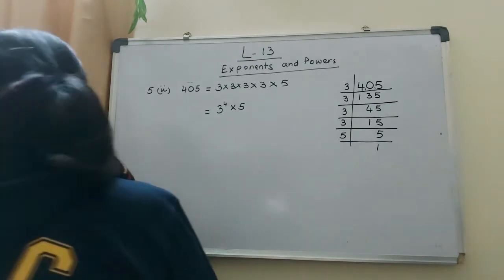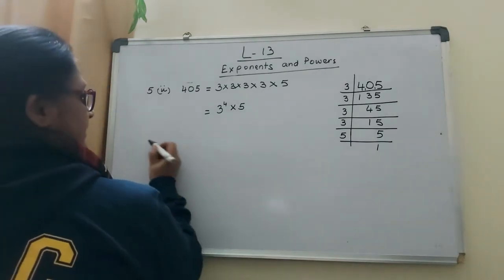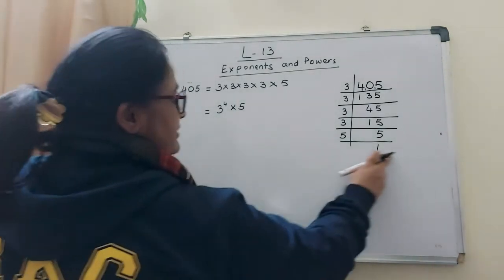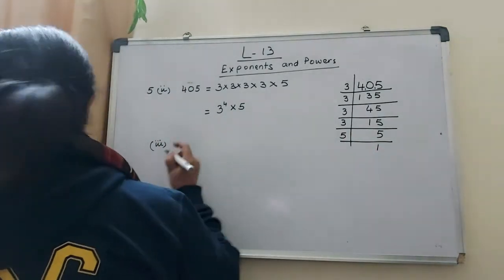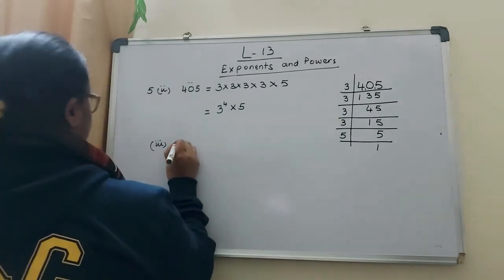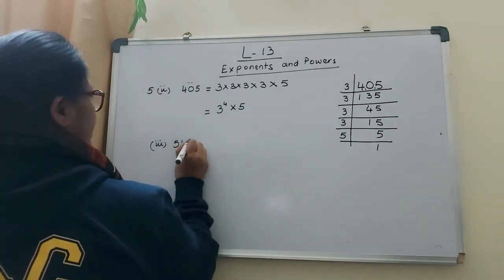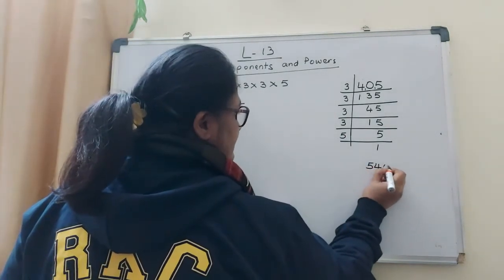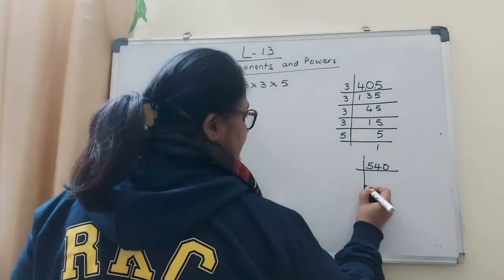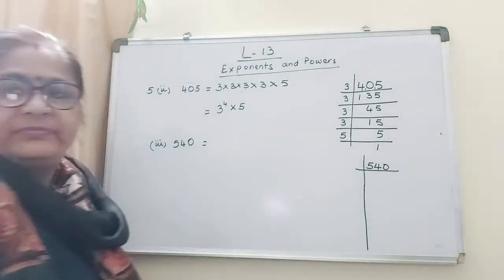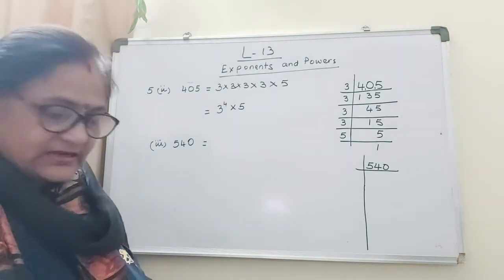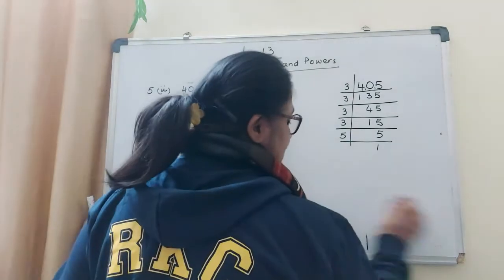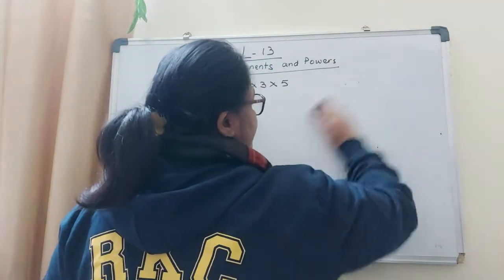Next one, number 3. After this, you need to draw a line from here itself. This should be included in your sum. Number 3 is 540. Now let us divide 540 by, this is even or odd number? This is an even number, so we will start the division with 2. I don't think there will be enough space, so I will start from slightly higher up.